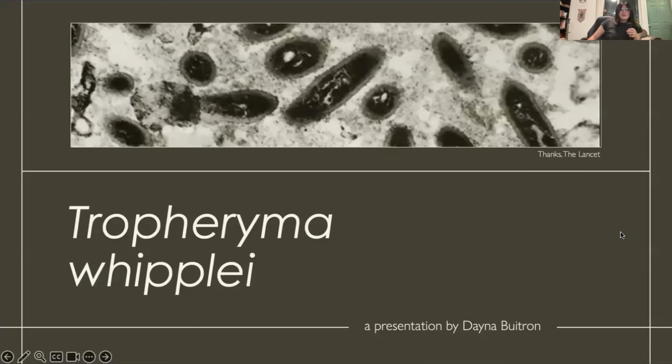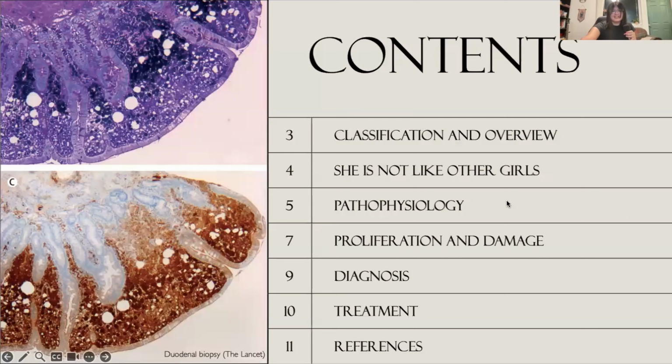It's Tropheryma whipplei. I'm so sorry if I'm mispronouncing that. I couldn't figure out what it was pronounced like, but I will be talking about this pathogen. Look at that fun bacilli. This is what we'll be going over. Also on the left, this is a duodenal biopsy that I'm not going to show you, but it's showing you the pathogen.